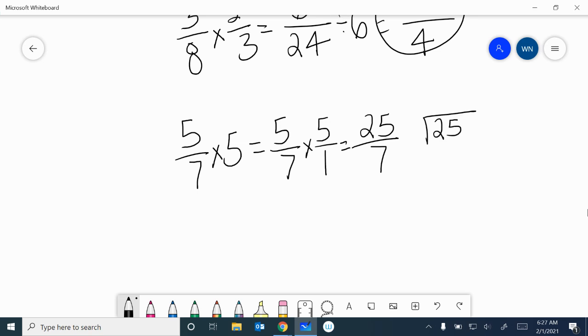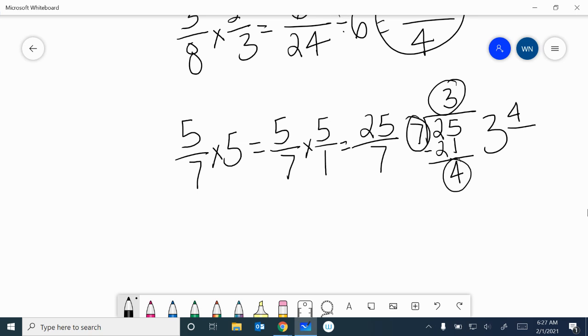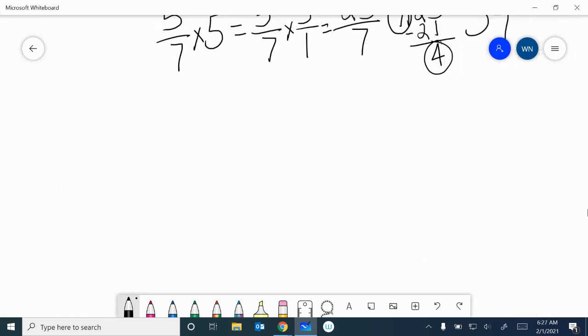25 divided by 7. 7 can go into 25 3 times. 3 times 7 is 21. 25 minus 21 is 4. So remember, I take my answer, and then for the fraction, I take my remainder over the divisor. 3 and 4/7 is our answer, and we can't simplify that. Let's have you try one more.